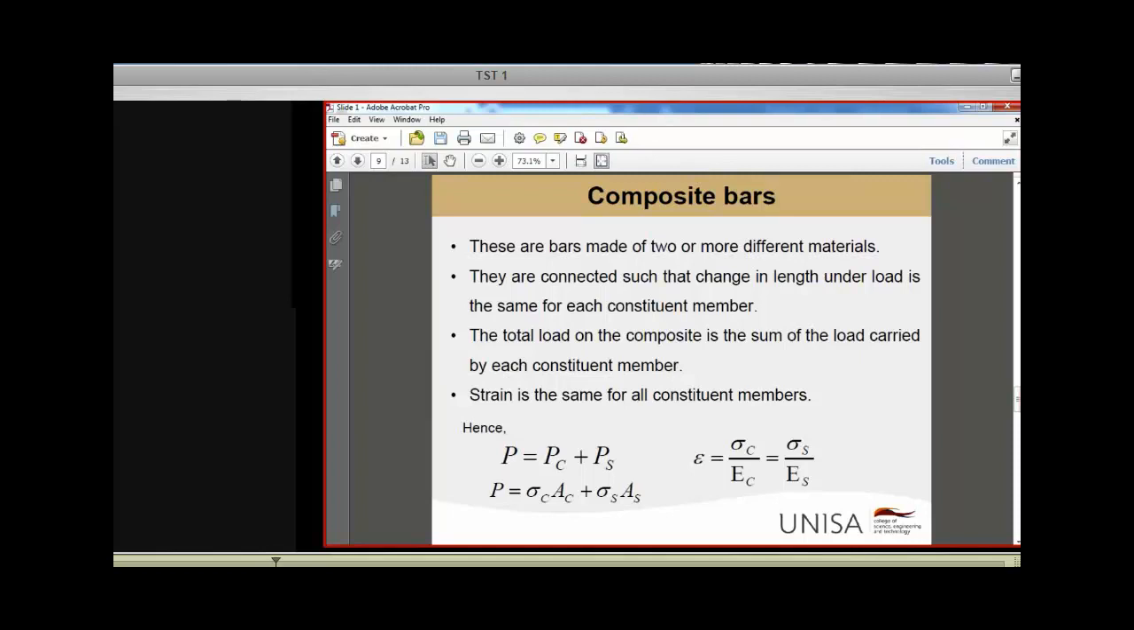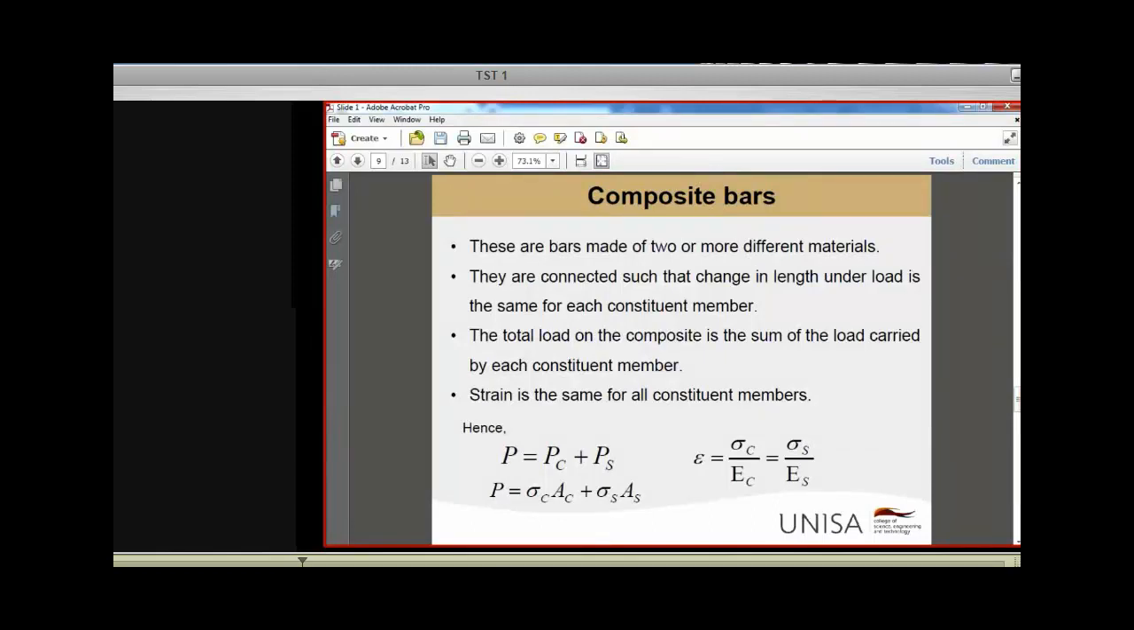So based on that understanding, we can come up with certain equations. Let P represent the total load on the composite bars, and let C and S be symbols for different materials. So the total load on the composite bars will be the load on material C plus the load on material S. And the strain will be the same. Remember the Young modulus is the stress over the strain. So making the strain the subject of the formula, the strain becomes the stress over the elastic modulus. So the strain for each material will be the same. The strain is the stress of material C over the Young modulus of material C, which should be the same as the stress of material S divided by the Young modulus of material S.